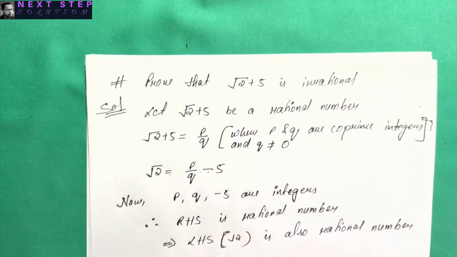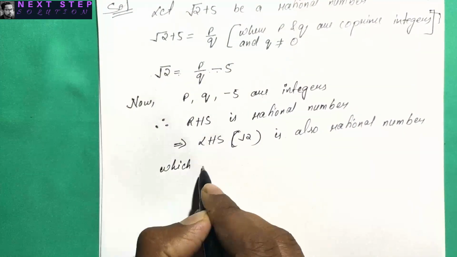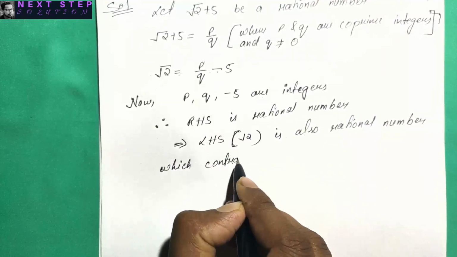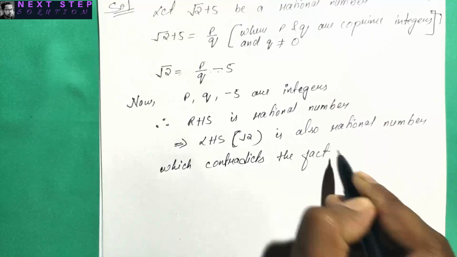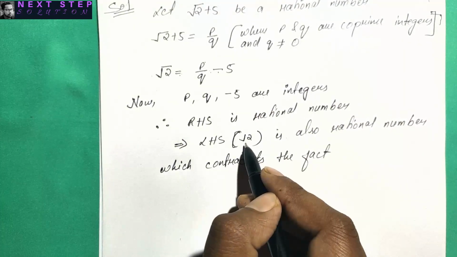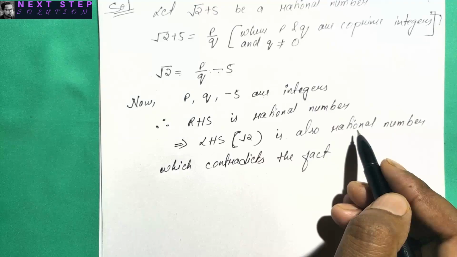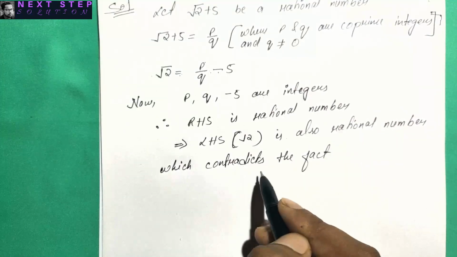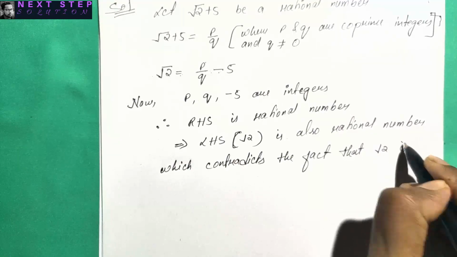But this contradicts the fact. What is the fact? The fact is root 2 is an irrational number. We have already proved it earlier. Root 2, root 3, root 5, root 7 are all irrational numbers. We have already proved. But now we are telling that it is rational number, which means our assumption is wrong, which contradicts the fact that root 2 is irrational.